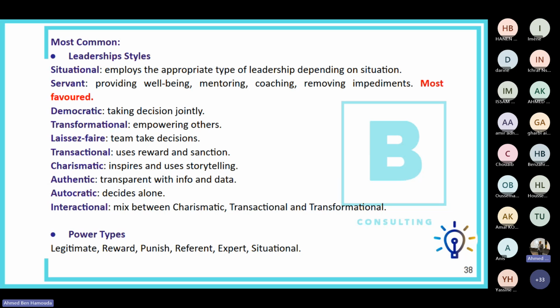And lastly, remember the power types. As a project manager, you always have legitimate power that comes with the position, and there is the reward power, the punish power, the referent power, the expert power, and the situational power. There are other types of powers. Definitely, in our PMP training, we have almost 14 types of power, but we just wanted to mention these ones. And the one that you need to remember is that power is legitimate, that comes from your role.